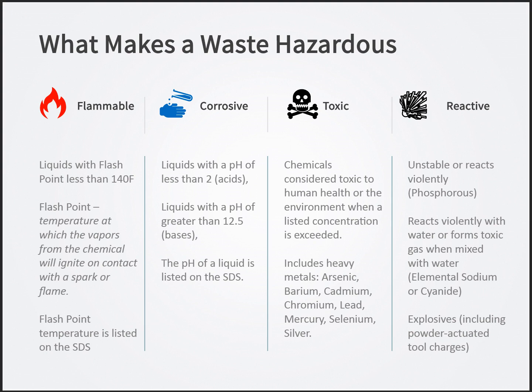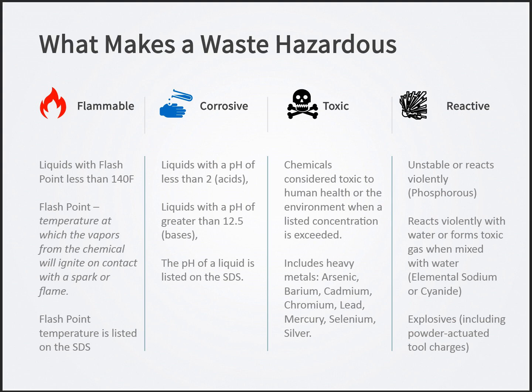What makes a waste hazardous? There are four main categories for the types of waste: flammable, corrosive, toxic, and reactive. Flammables are liquids with a flash point less than 140 degrees Fahrenheit. The flash point is the temperature at which the vapors from the chemical will ignite on contact with a spark or a flame. The flash point temperature is listed on the safety data sheet.